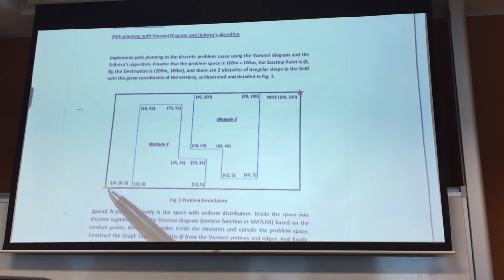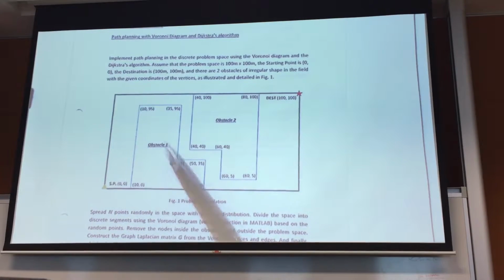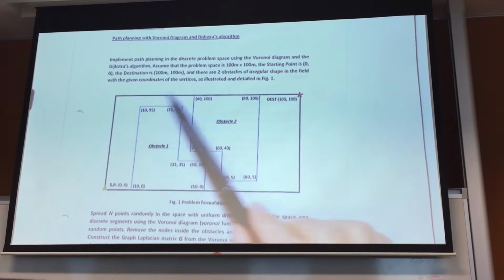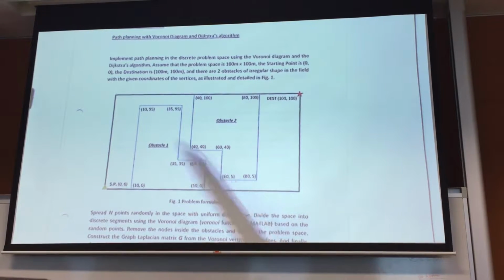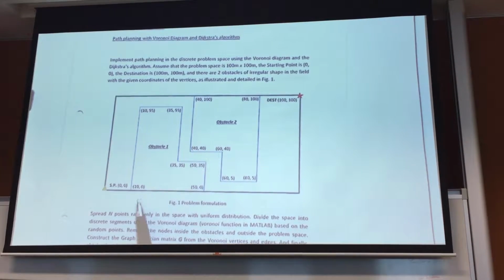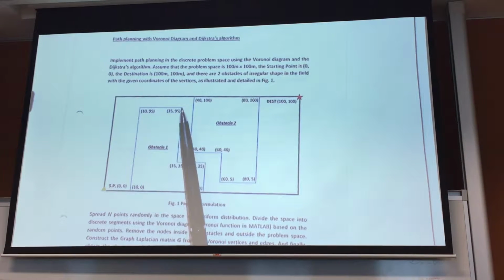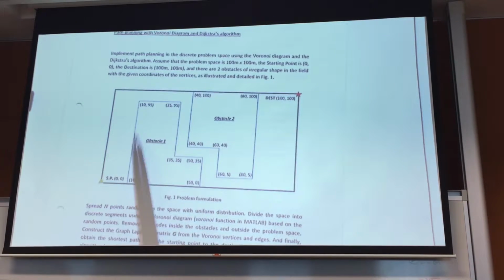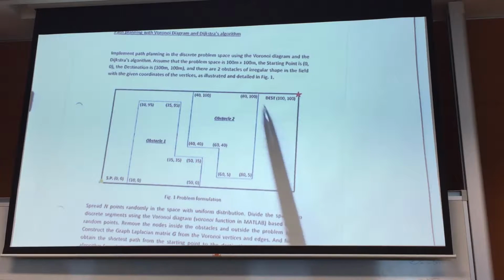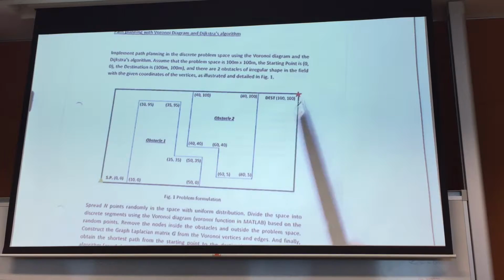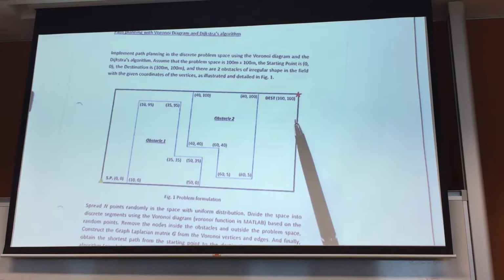complicated shapes. In this case, we have two obstacles with only one narrow gap between them. All the coordinates of all the vertices are given, so they are well defined here. The starting point and the destination are also given.